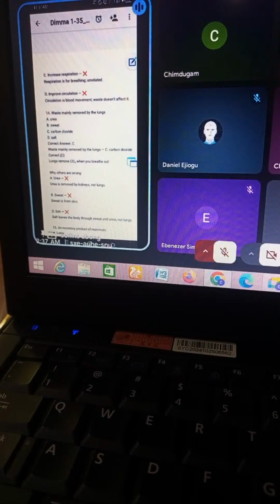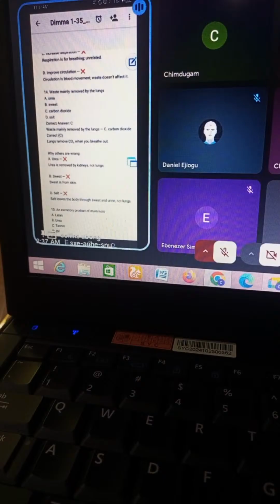Waste mainly removed by the lungs is carbon dioxide. Lungs remove CO2. Urea is removed by the kidneys, not lungs. Sweat is from skin. Then salt leaves the body through sweat and urine, not lungs. Number 15. Is there any issue with that question? Is that answer clear? That number 14. Yes, sir.